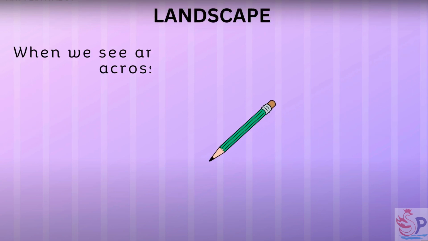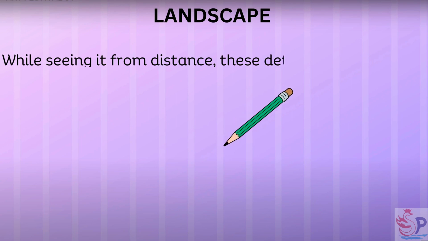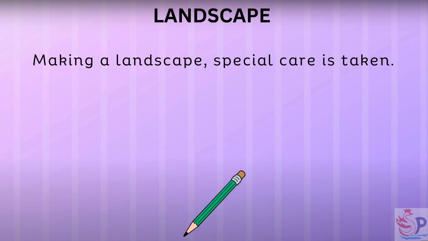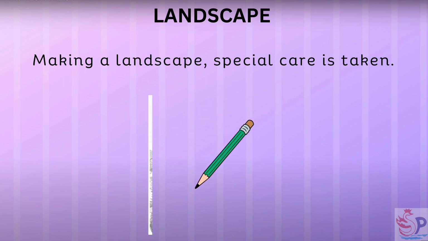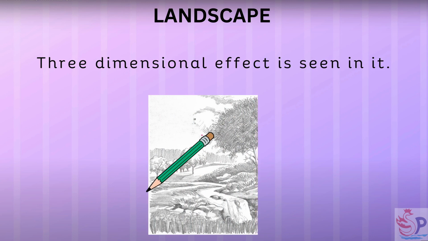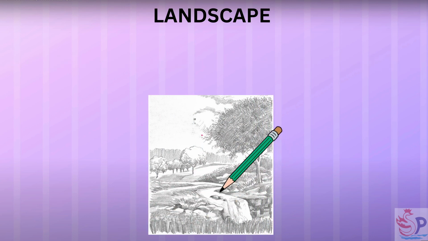Landscape. When we see any object from near, we come across many details in it. While seeing it from a distance, these details are less visible. Making a landscape, special care is taken. Three-dimensional effect is seen in it. In addition, we must have knowledge of perspective.